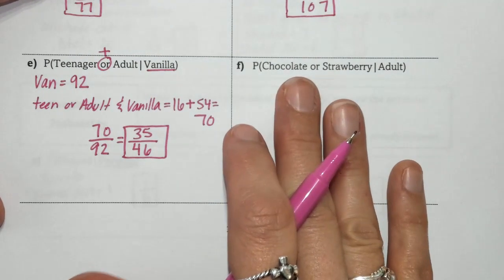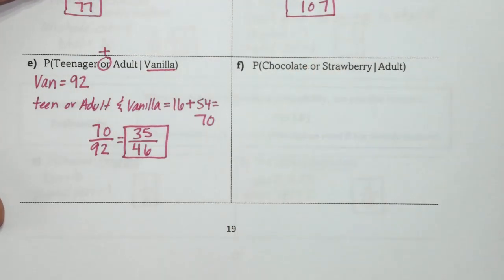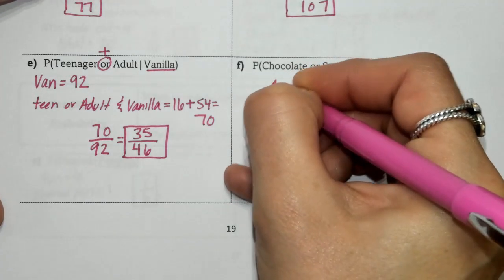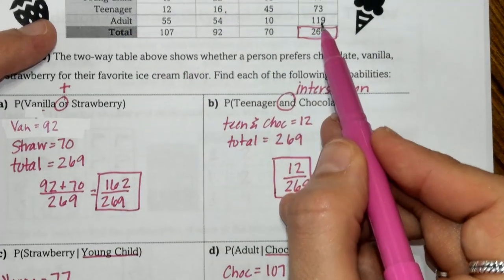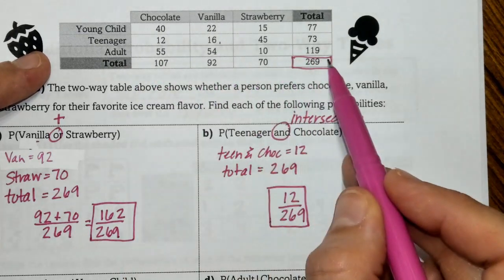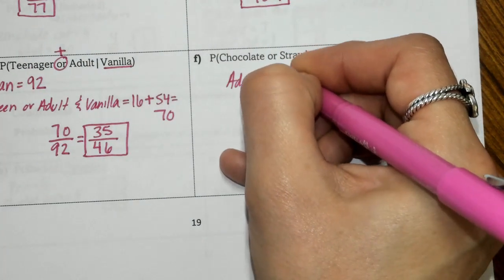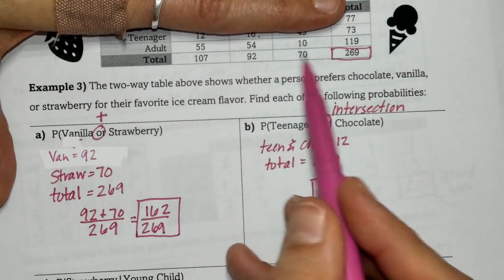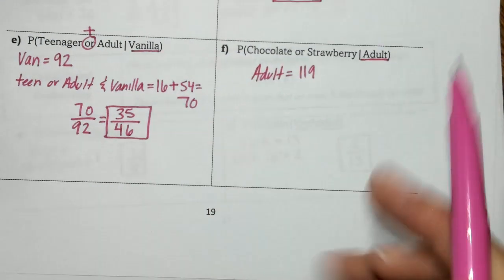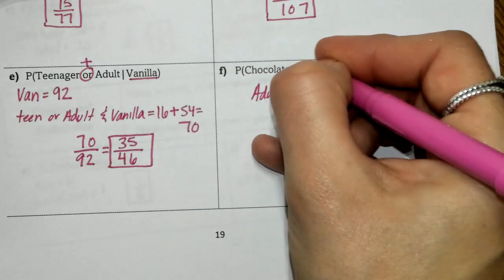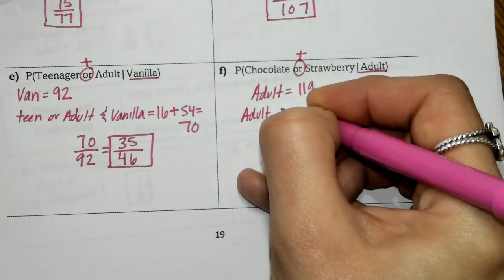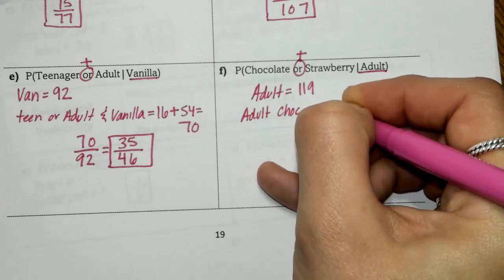All right, so now we're looking at the probability of somebody liking chocolate or strawberry, but only if they're adult. So we want to look at only the adult population here. So we're going to look at how many total adult population. What do we have? Adults total, 119. So we're only looking at the adults, 119. Now in that adult section, only in the adult section, right here, the 55, the 54, the 10, we're looking at the adults that like chocolate or strawberry. Again, we have that add. So here we need to look at adult that likes chocolate or strawberry.